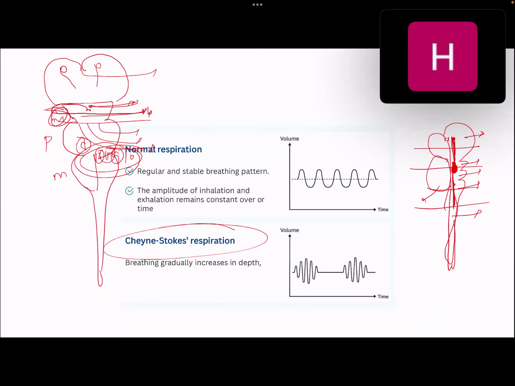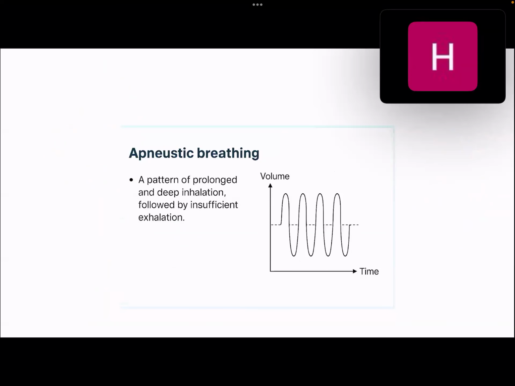For Cheyne-Stokes respiration, the examiner can give you a graph showing normal respiration, and now the patient has got this graph, which is Cheyne-Stokes breathing. Usually the breathing gradually increases in depth followed by pauses. That is Cheyne-Stokes breathing. I'll also tell you one more graph. This is apneustic breathing, where there is prolonged inspiration and prolonged expiration followed by a minimal gap. That is apneustic breathing. This is also seen in brainstem lesions.